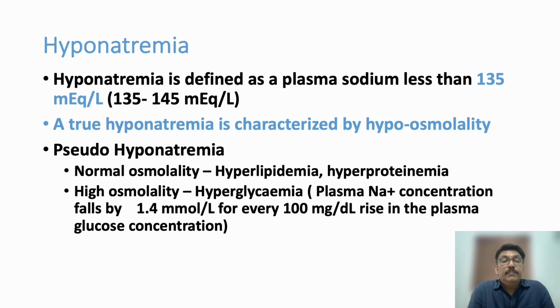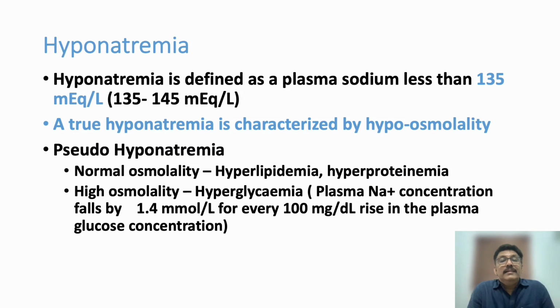Hyperlipidemia is very common nowadays because of high cholesterol levels in patients, due to genetic reasons, not because of the diet and all. Diet and all will produce only mild elevation in the cholesterol. That may not produce any hyponatremia, but due to some genetic defect, the cholesterol levels may be very high. That produces abnormal sodium. Hyperproteinemia can be seen in conditions like multiple myeloma and all. There also you can get this false hyponatremia.